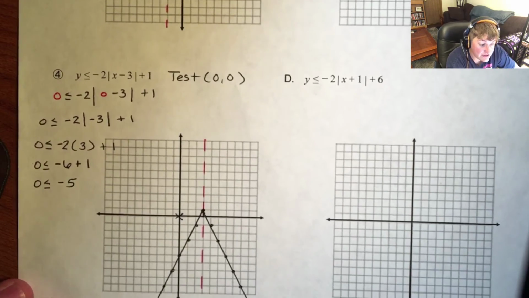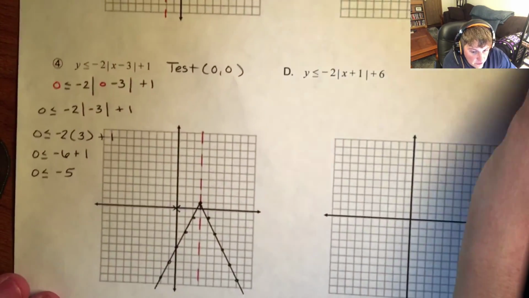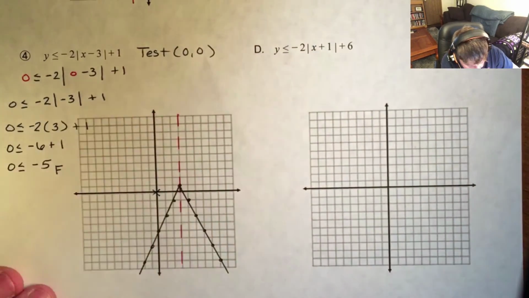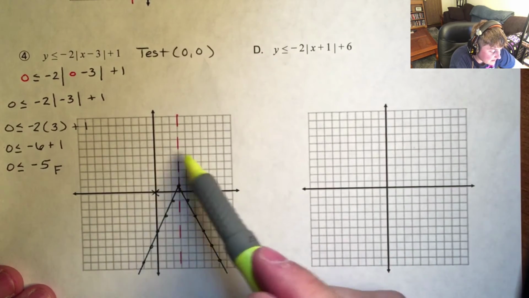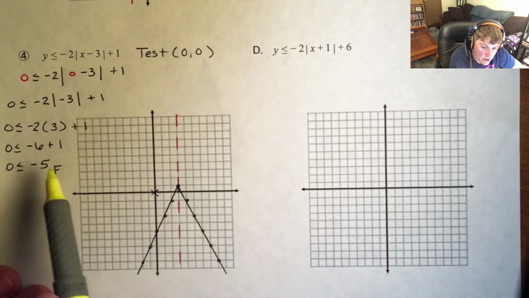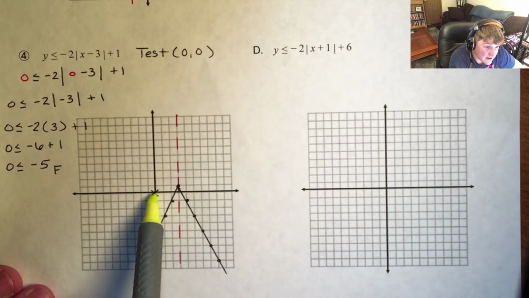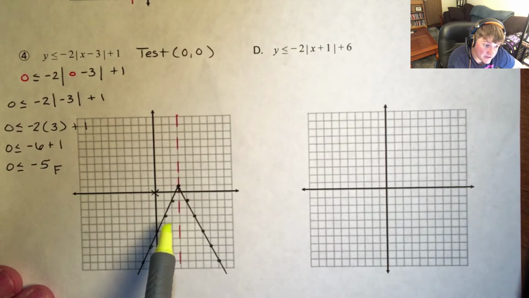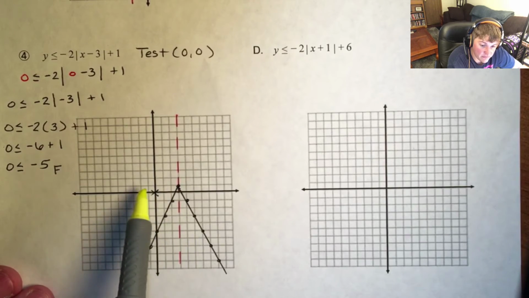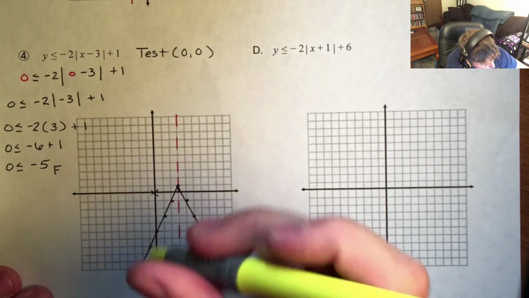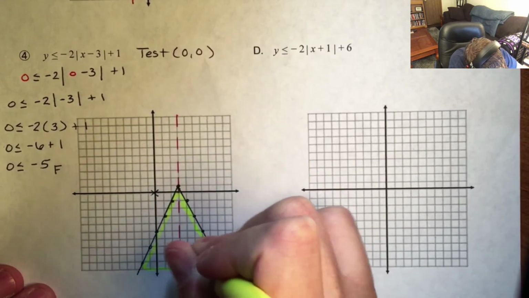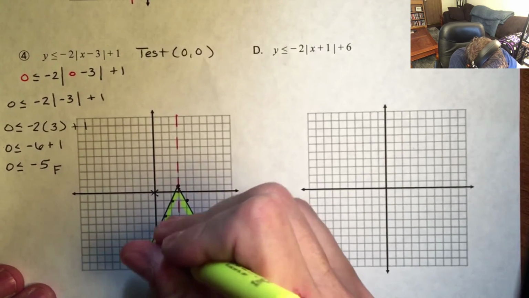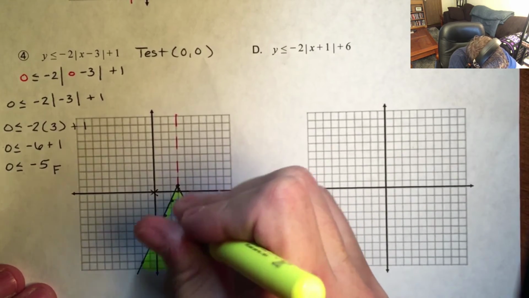Is this true or is this false? Okay, this is false. 0 is greater than -5, meaning that, again, all of my solutions are either outside of this V or inside of this V. We tested 0, 0 and found out that this point outside of the V is not a solution, meaning that all of my solutions have to lie on the opposite side. They're either all on this side or all on this side. We found out this is not, so that means they're all in here. So this here is going to be my solution set.